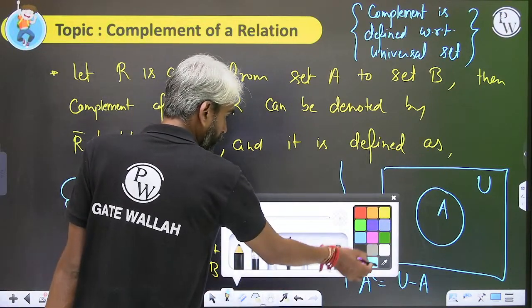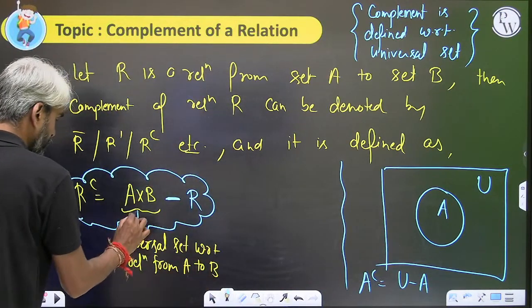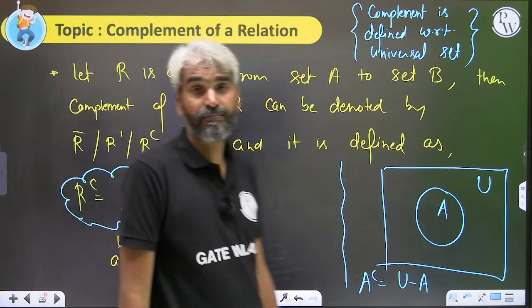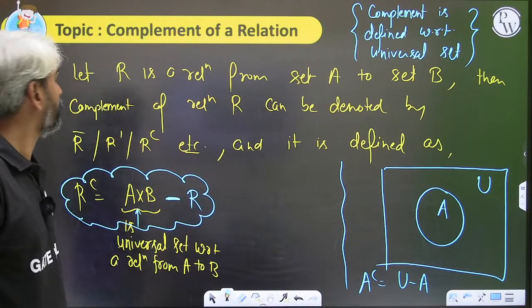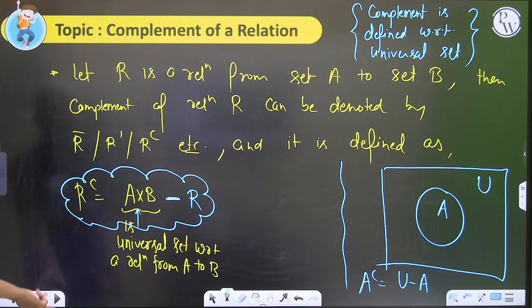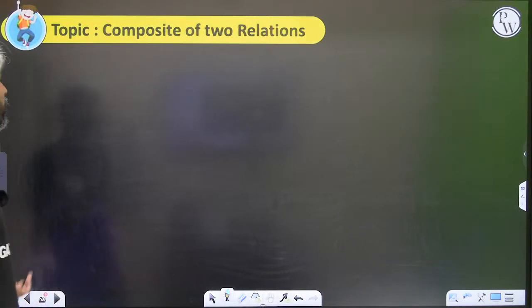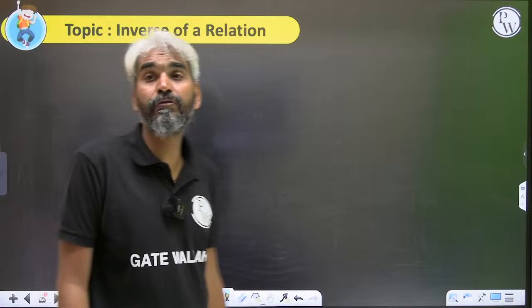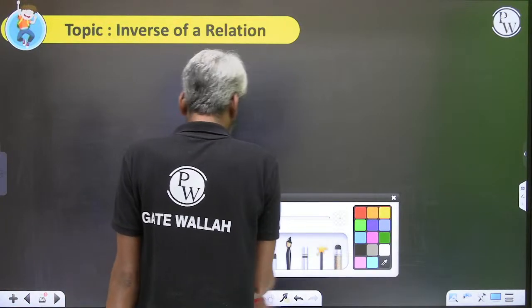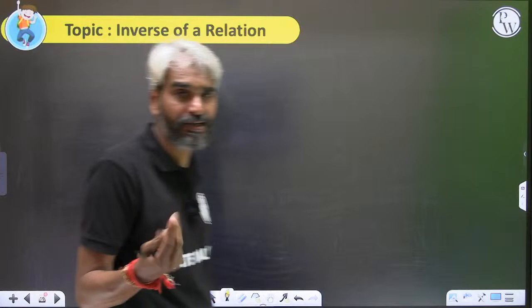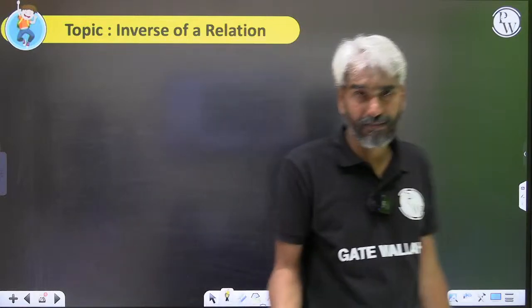Clear? I hope you have understood this. Makes sense? There will be a unique complement for any relation, so don't worry about that. Okay? So the next one is the inverse of a relation. How do we define the inverse of a given relation? Just like an inverse function need not exist all the time, but an inverse relation will always exist.